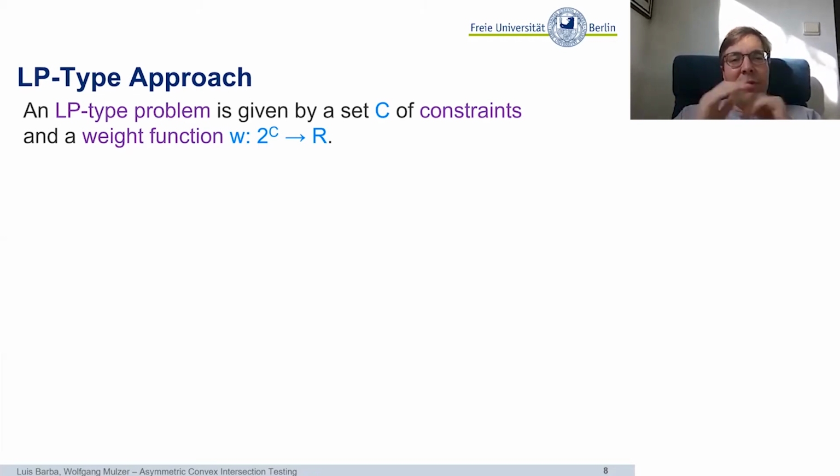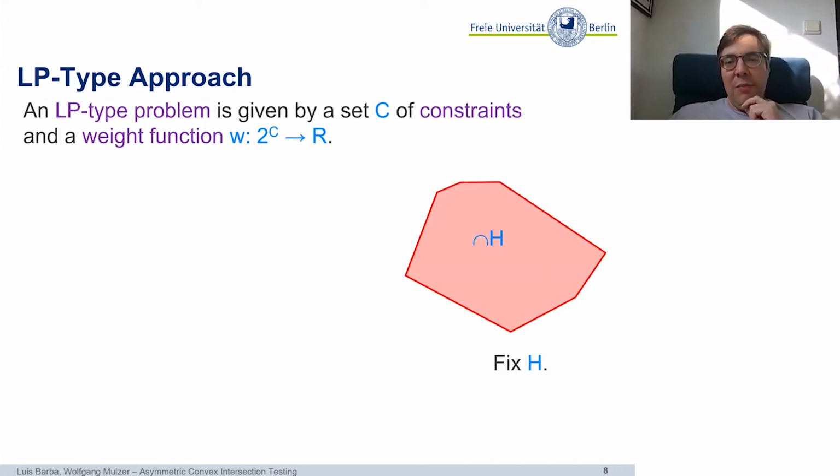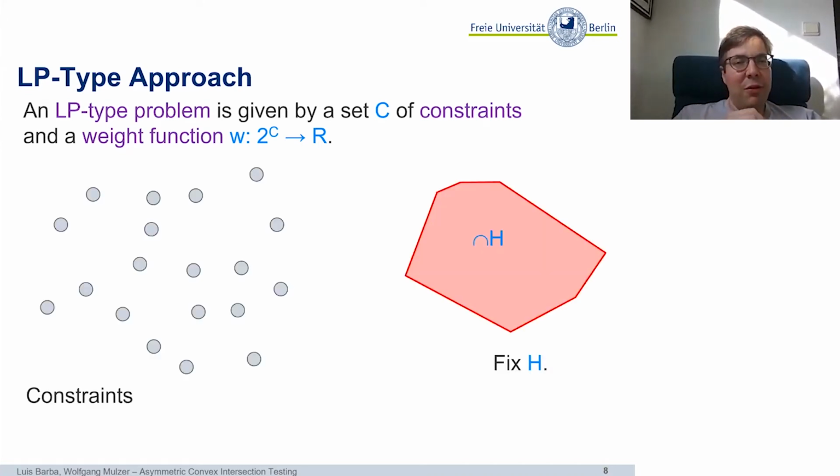In general, an LP-type problem is just given by a set of constraints, which is just some finite set. We don't exactly know what they are, so it's abstract. And we have a weight function that gives some real weight to every subset of the constraints. For example, in our case, we could define the set of constraints as follows. We fix the half spaces and their intersection, and the constraints are the points from P.